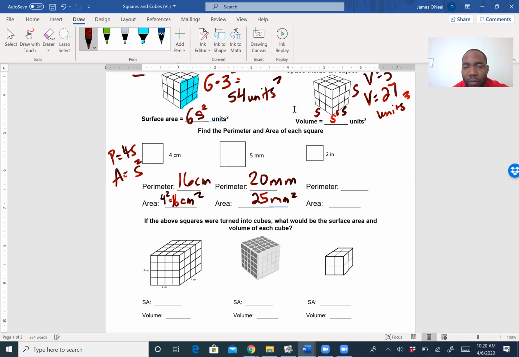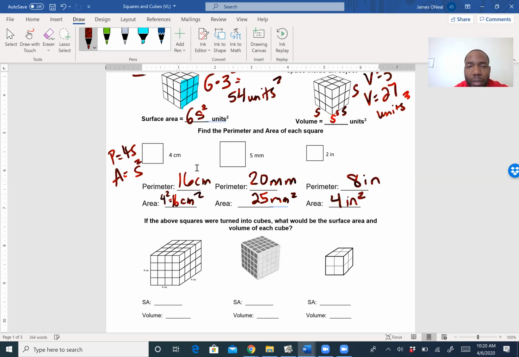On the next one, for the sake of time, perimeter will be 2 plus 2 plus 2 plus 2, or 4 times 2, which would be 8 inches. And then the area will be 2 times 2, or 2 squared, which is 4 inches squared.